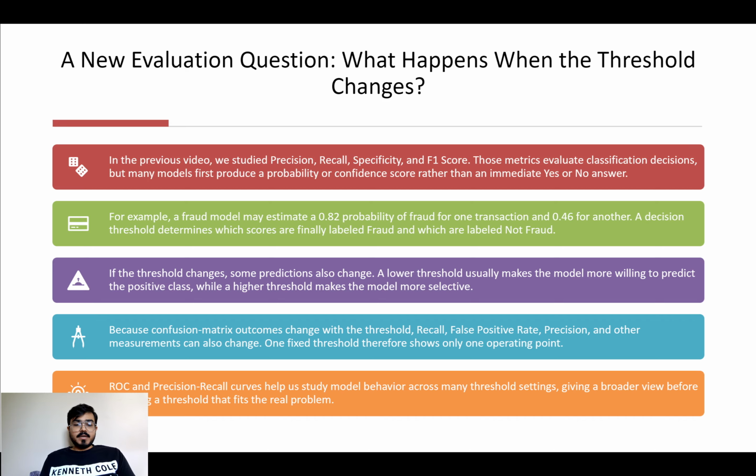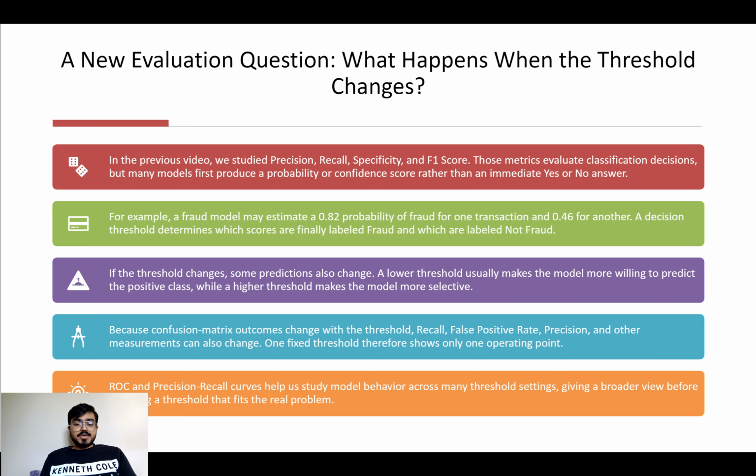For example, a fraud detection model might estimate that one transaction has an 82% chance of being fraudulent, while another transaction has only a 46% chance. The model then compares these probabilities with a decision threshold to decide whether the transaction should be classified as fraud or not fraud. If we change this threshold, the model's predictions also change. Lower thresholds make the model classify more transactions as fraud, while higher thresholds make the model more selective before predicting fraud.